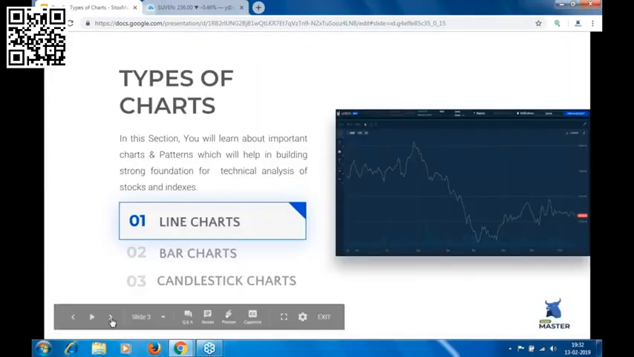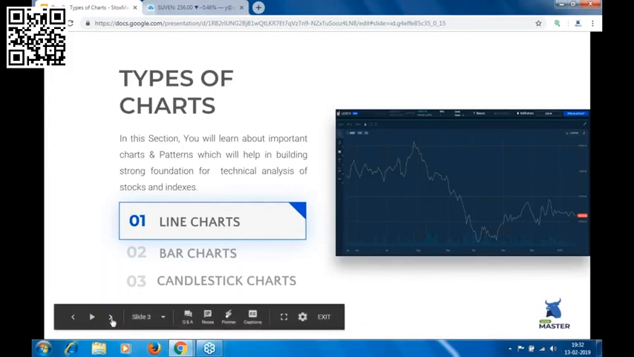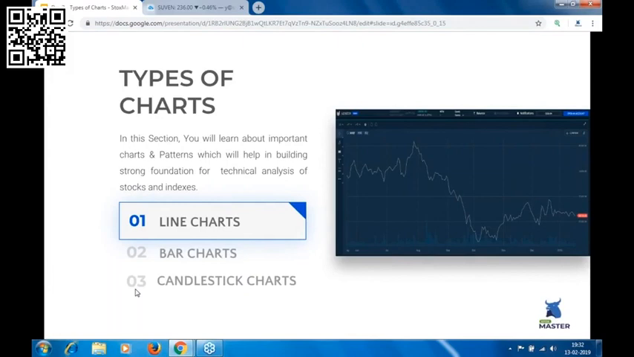Now there are basically three kinds of charts that are most widely used in technical analysis. Number one is the line chart. Line charts, as I told you yesterday, are the most basic type of charts because they only show us the closing price. A line chart is formed by connecting the closing price for each period.